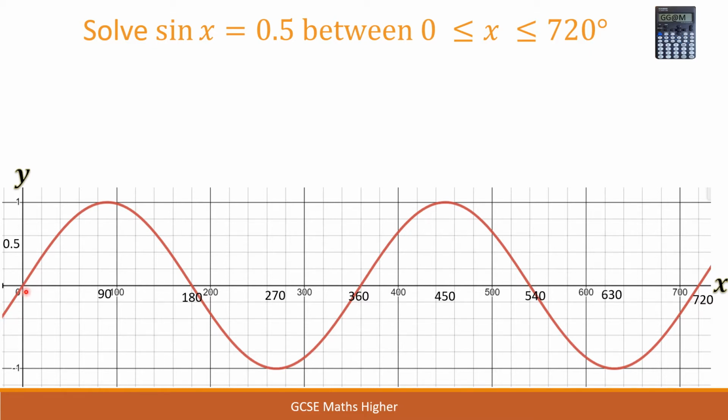Remembering the special features of the sine curve, it starts at the point 0, 0. Then when it gets to 90, the maximum value is 1 on the sine curve. Then at 180, it comes back down to 0. At 270 it comes back down to -1, and then up to 360 it takes you back to 0.